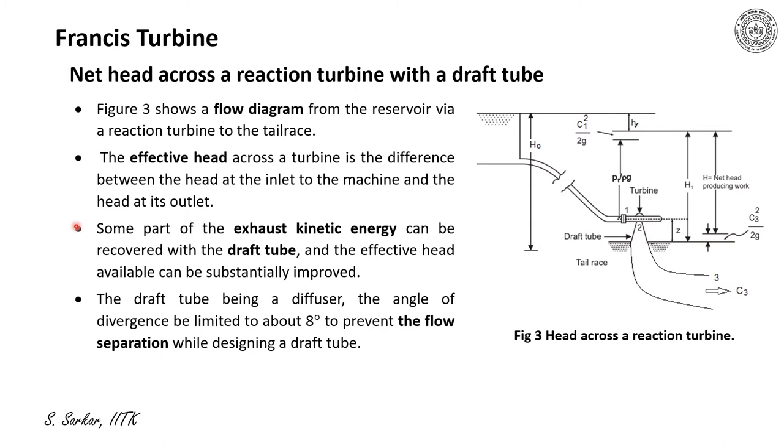Thus, the effective head available can be substantially improved because of the drop tube than without the drop tube. Furthermore, one should note that the drop tube being a diffuser, the angle of divergence must be limited to 8 degrees to prevent the flow separation. Thus, while designing a drop tube, the angle of divergence should not cross 8 degrees. Otherwise, its performance may deteriorate because of flow separation.